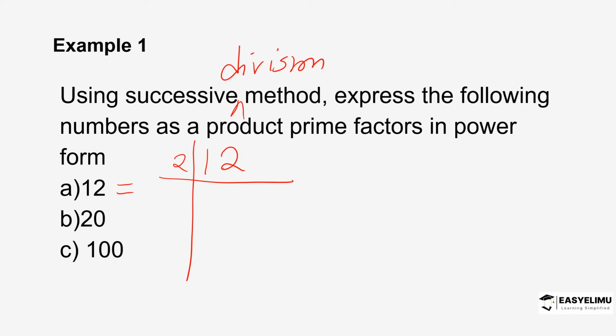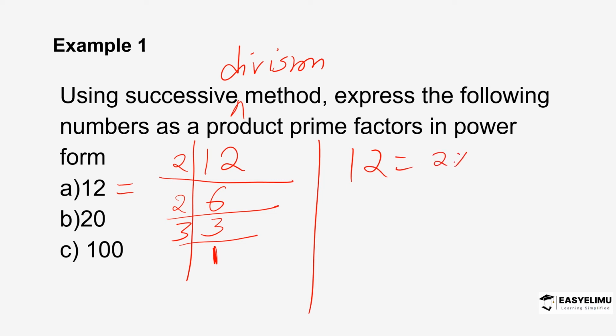So 2 divides into 12 6 times. The next smallest prime number that can divide 6 is 2, so 6 divided by 2 is 3. And the next prime number that can divide 3 is 3. So the only time you stop is when you have 1 as the remainder down there. That means 12 can be written as 2 by 2 by 3. Basically, what you do is multiply the numbers in the first column here.